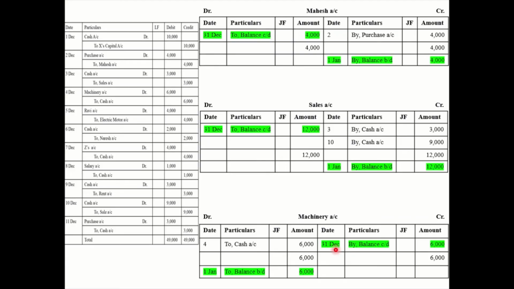Okay. This is the closing balance. Opening balance will be 1st January, to balance brought down rupees 1,000. This is the salary account ledger. Then after salary, rent account.